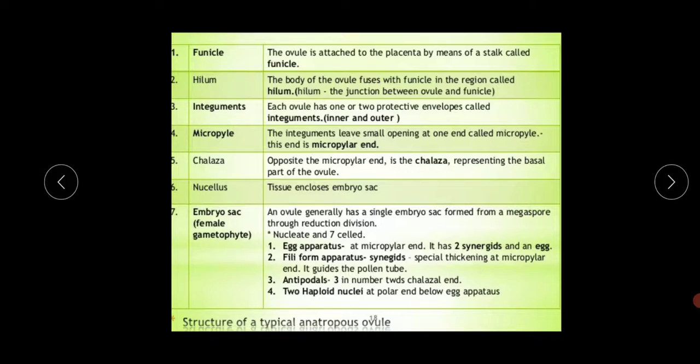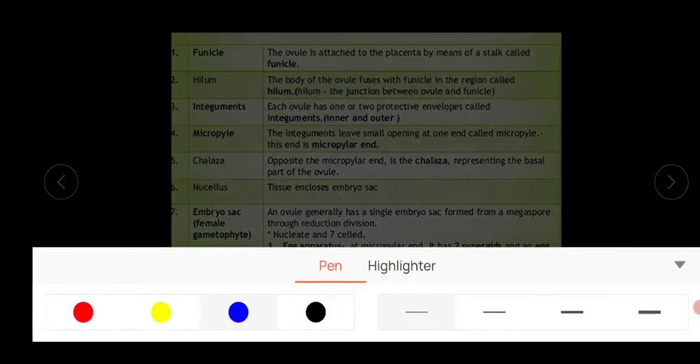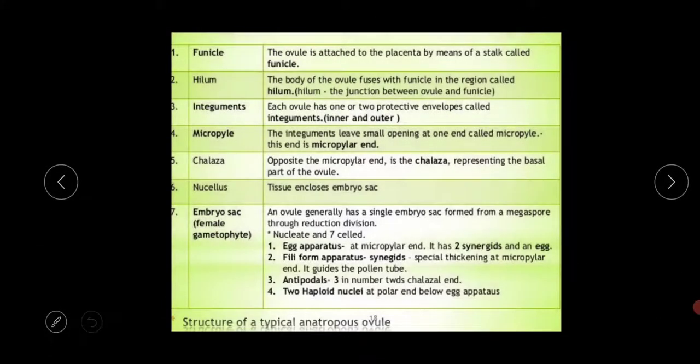So this is actually the chart of the pre-fertilization and post-fertilization event. Actually, I have made this chart for your easy memorization. All those parts are very important parts or structures of the ovule. The first structure is the funicle. So what is the meaning of the funicle?